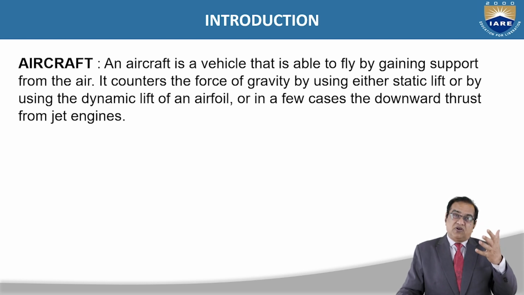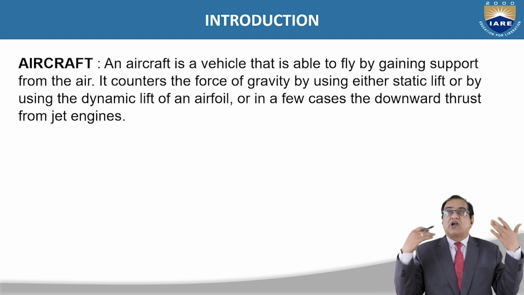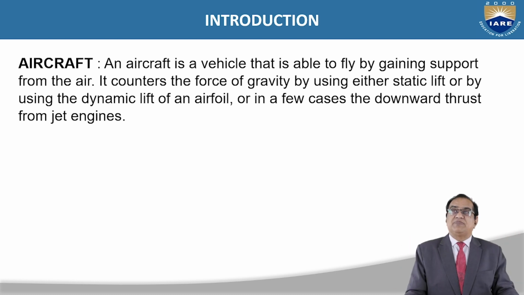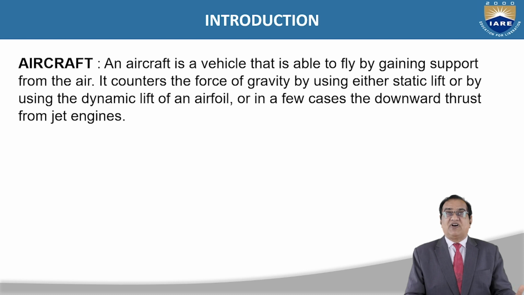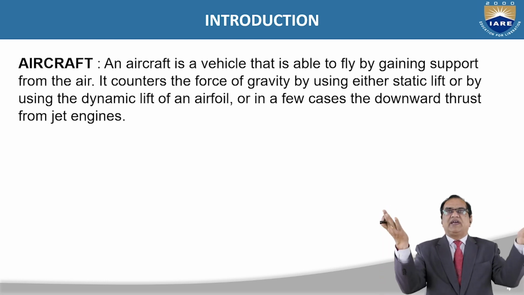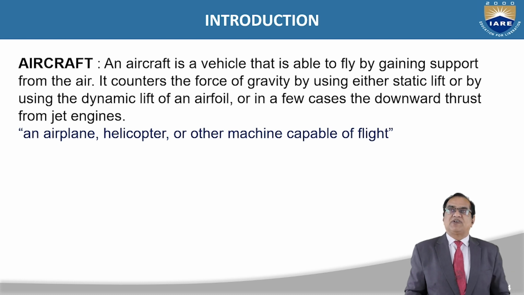To go up, it has to counter the weight or the mass, which is called gravity, and this can be done either by static lift or the dynamic lift of an airfoil, or in some cases the jet of the aircraft is impinging downwards and the aircraft is moving upward. So we have different types of aircraft, like an airplane, a fixed wing aircraft, then the helicopter, a rotary wing aircraft, and other machines capable of flight.